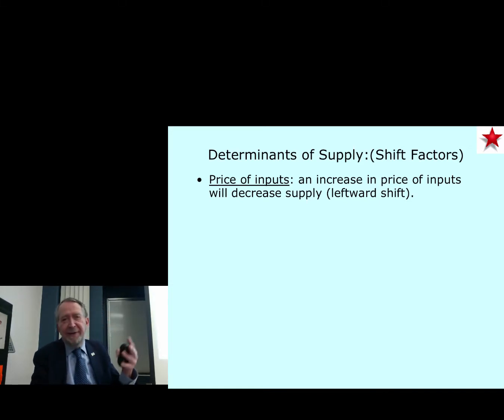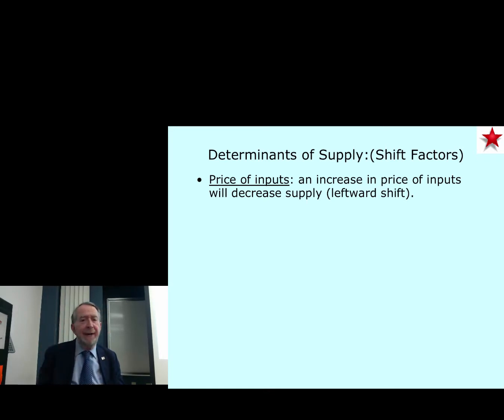The first factor that would influence supply is the cost of inputs. If labor becomes more expensive, then marginal cost would be higher. That's the same as a decrease in supply. If inputs become cheaper, then in fact marginal cost would be down. That's the same as an increase in supply.